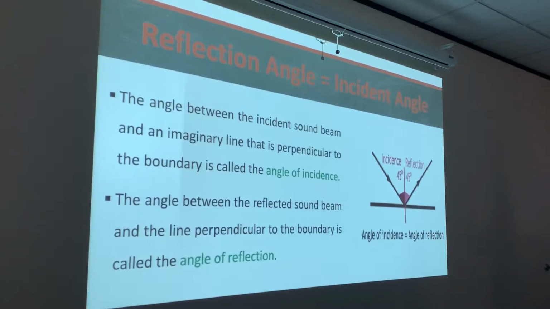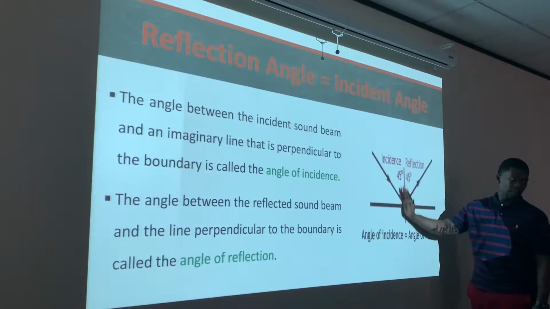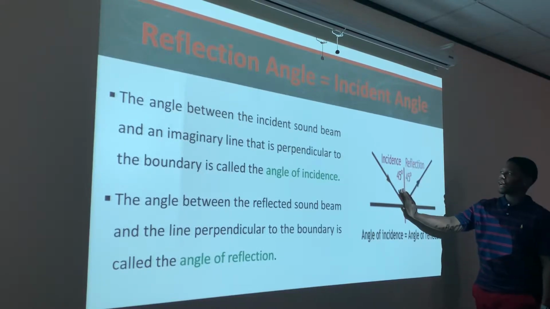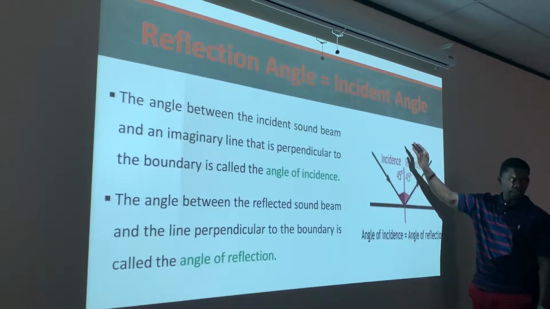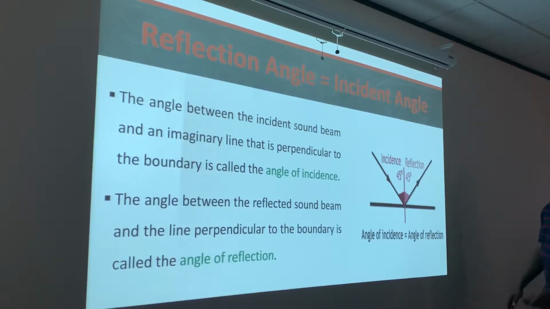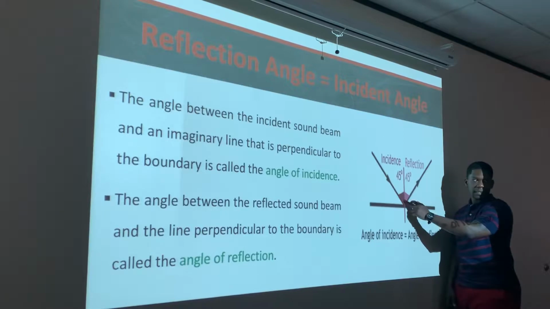The angle between the incident sound beam and the imaginary line perpendicular to the boundary. This is our imaginary line right here, guys. I always say the imaginary line is where we would be creating perpendicular incidence. That is called the angle of incidence. This little angle right here is the angle of incidence because it's on the side of our incident sound beam.